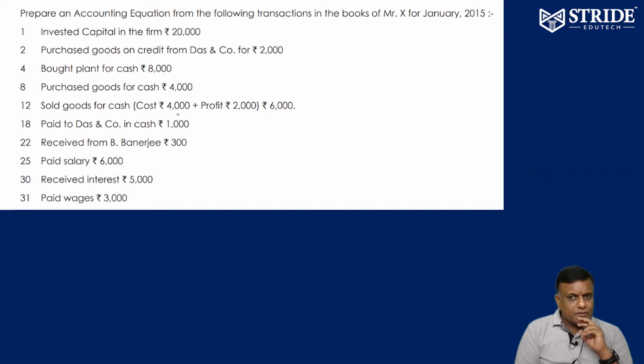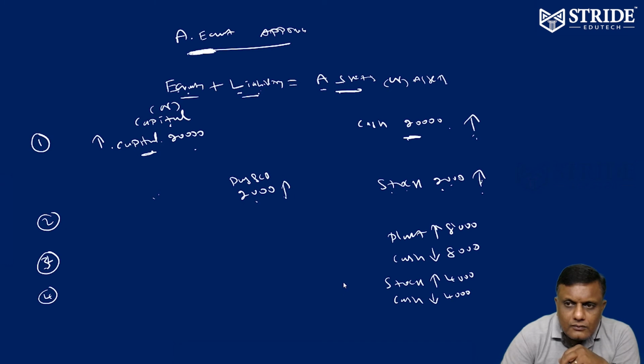Cost 4,000. Profit 2,000. Cash comes in 6,000. Here profit means your capital increases by 2,000. Here cash increases by 6,000. Your stock reduced by 4,000. Your cash increased by 6,000. Your profit increased by 2,000. Profit increases, it is added to capital. Your capital increased by 2,000.